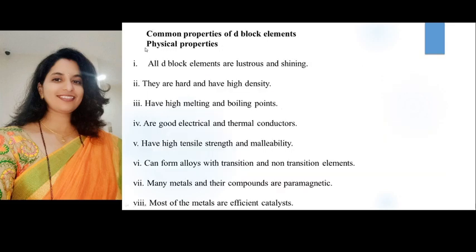Now we will see the common properties of d block elements. We will see physical properties first. All the d block elements are lustrous and shining. They are hard and have high density, have high melting and boiling point. They are good electrical and thermal conductors. They have high tensile strength and malleability. They can form alloys with transition and non-transition elements. Many metals and their compounds are paramagnetic. Most of the metals are efficient catalysts.